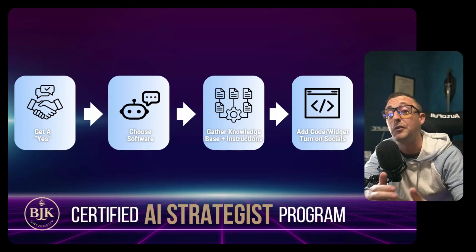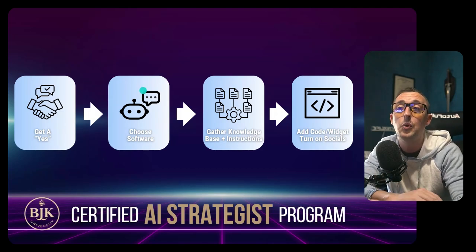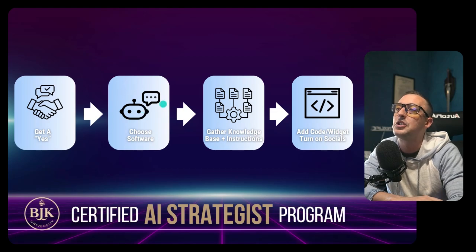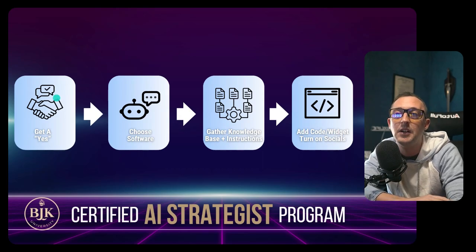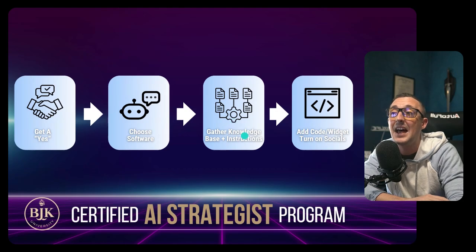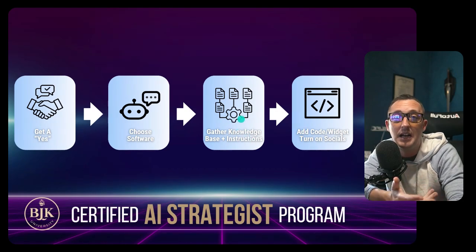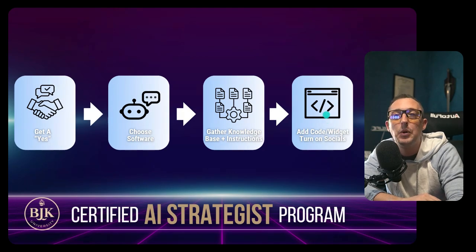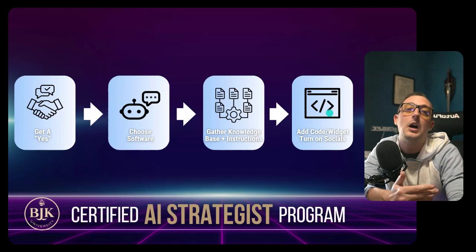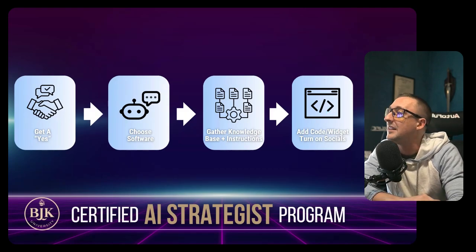Now, if they want to hire you for other things, great, cool. But ultimately, you want to make sure that you're doing the best thing for them, which is giving them access to their own voice agent, their own software, their own stuff. So again, get that yes, choose the right software for them, gather that knowledge and give the agent instructions, whether it's chat or voice or whatever, and then you just add it where you need to, whether it's on a widget on their website or social media like Instagram or Facebook or whatever, or a phone service like Twilio or anything along those lines.